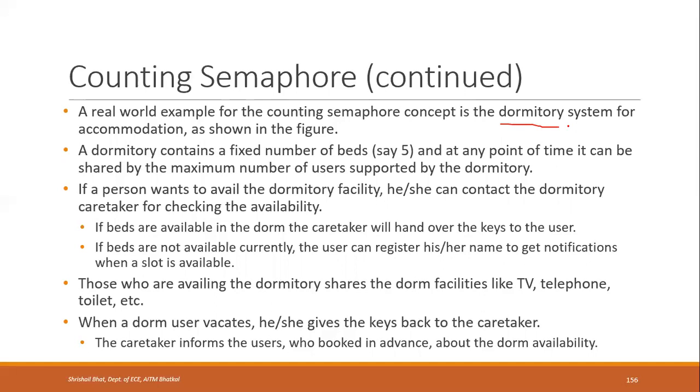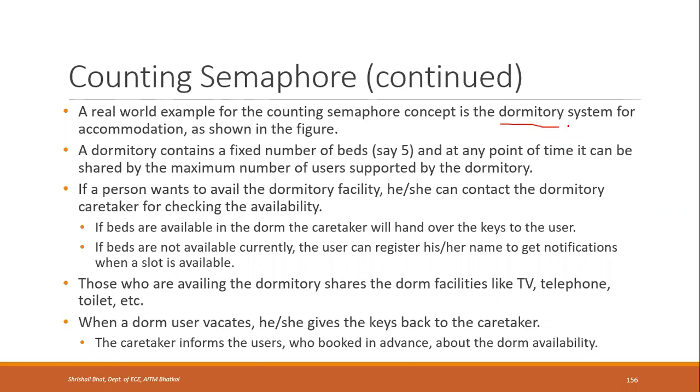Say in this example there are 5 beds in that room, and at any point of time it can be shared by the maximum number of users supported by the dormitory. That means only 5 users can be occupied in that particular room or dormitory. So this is an example of a counting semaphore, wherein you're keeping a count. So it's not like it is available or not available.